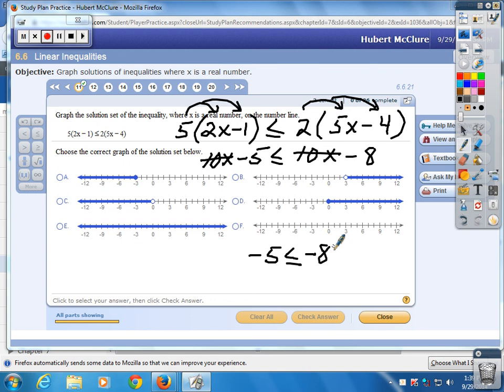Is this a true statement? Well, let's ask the question. What would you rather have in the bank? Negative $5 or negative $8? Negative 5. So negative 5 is greater than negative 8, correct? So is this a true statement? No, it's not. So take your red marker. And if you get an untrue statement, what's your answer? No real solution. So which one depicts no real solution?